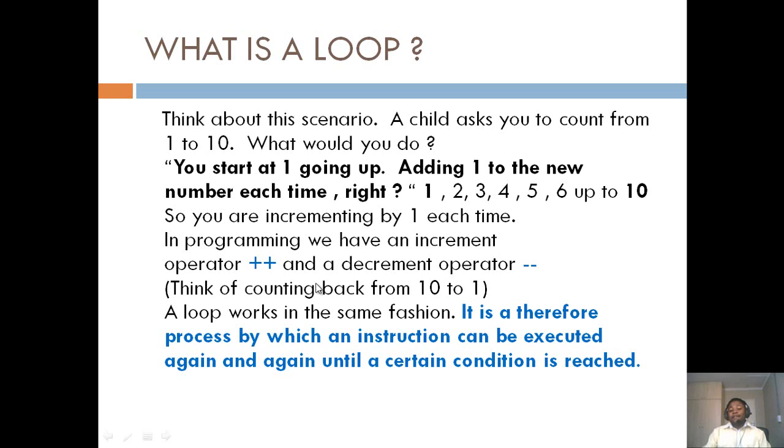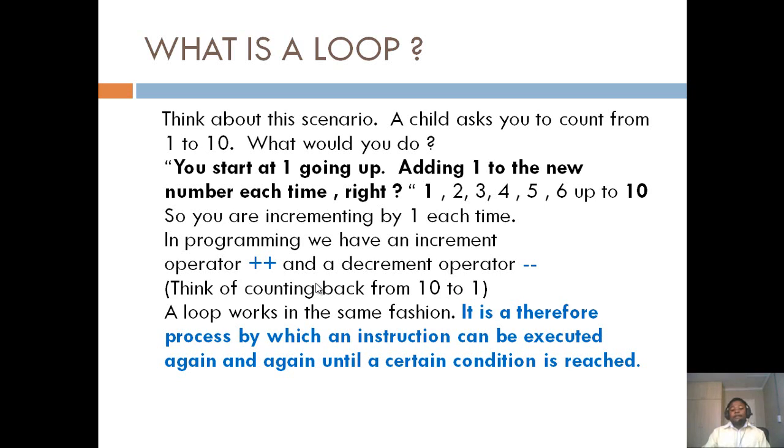And we also have a decrement operator. Imagine if you had to count down from 10 down to 1. So you would basically say 10, 9, 8, 7, 6, 5, 4, 3, 2, 1, going down by 1 every time. So that is basically decrementing, and we represent that with the unary operator known as the decrement operator, which is the minus symbol.